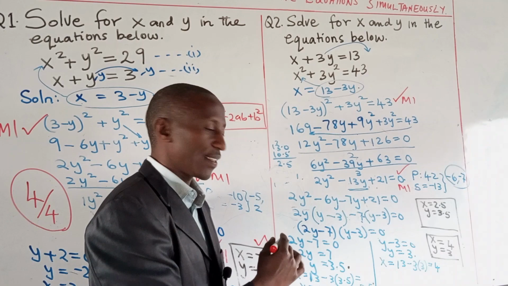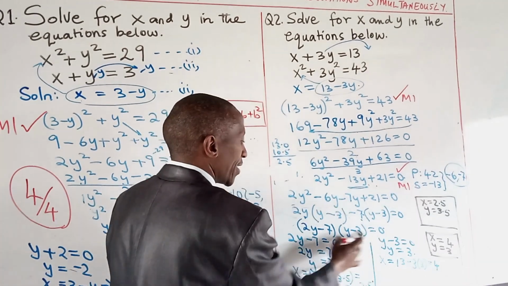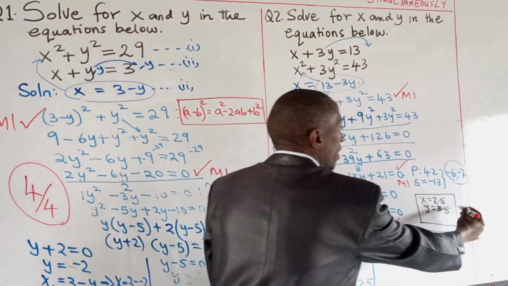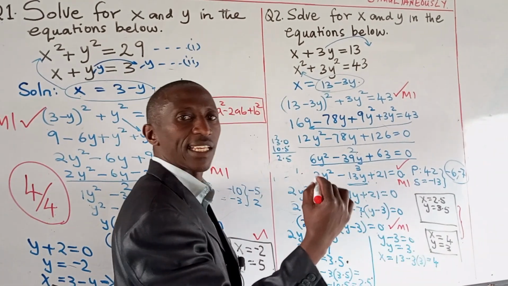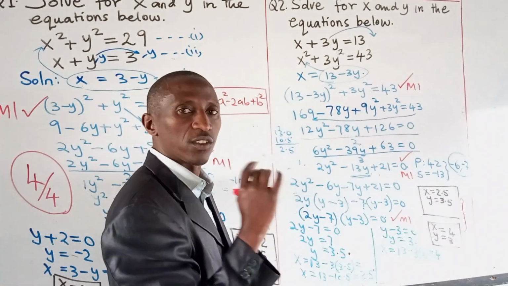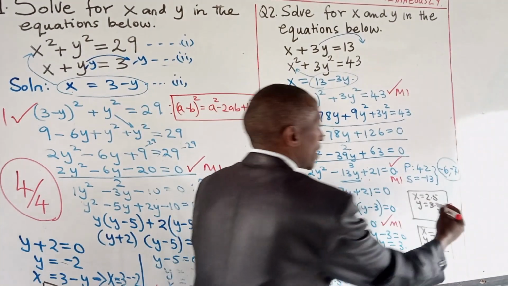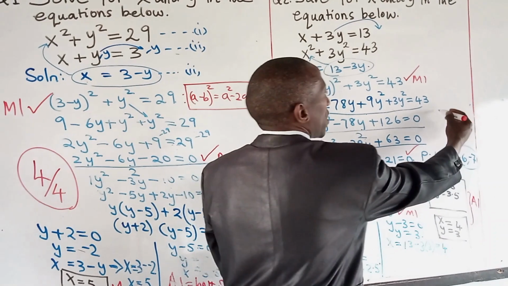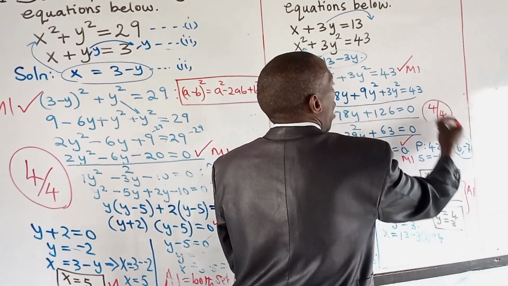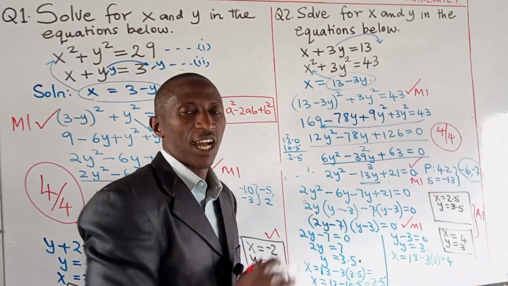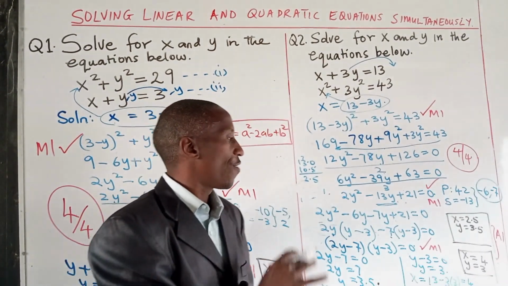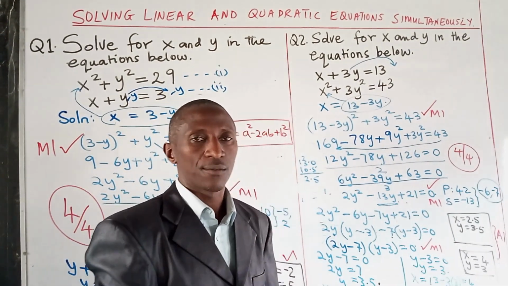The student factorizes, gets the correct factors, and that earns him A1. And when the student is able to get the two sets of roots, all final answers accurately, we award an A1. And that way, the student is able to score 4 out of 4 in such kind of a question. A little bit lengthy, so we award 4 marks in this case.